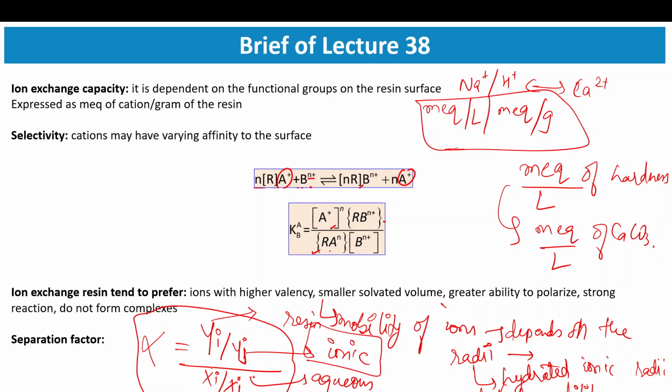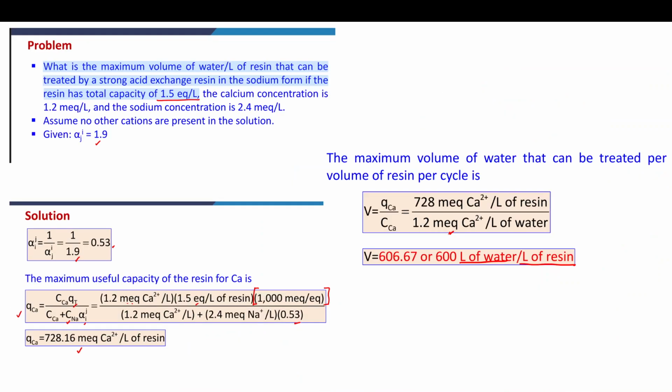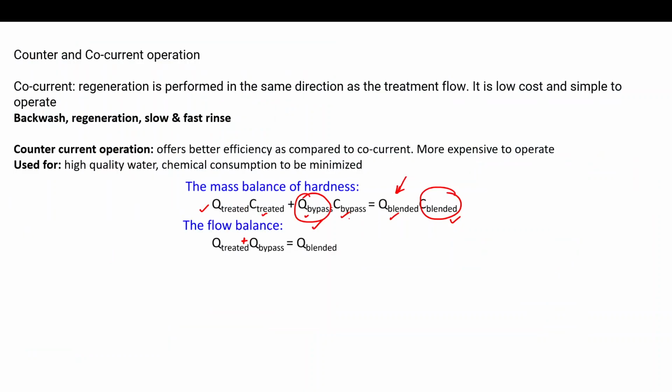So yeah, this will give you the distribution of ions on resin as compared to the aqueous phase, right? So more the separation factor, more is the affinity of that cation for that resin, right? You can say that.